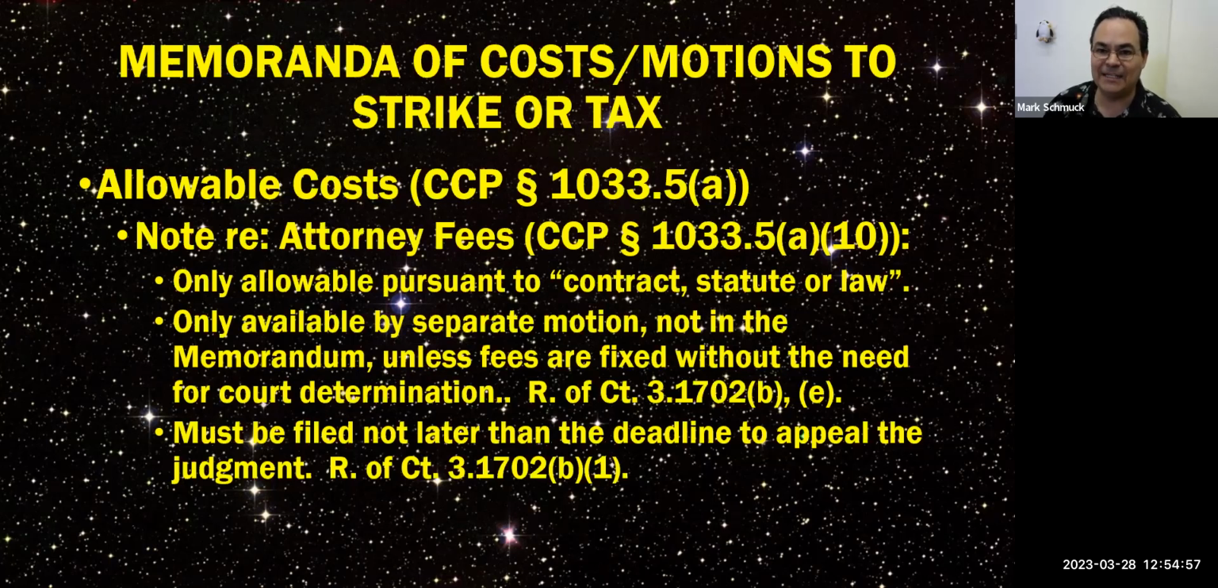Now, the deadline to file that motion is the deadline to appeal the judgment, and that's under CCP 1702(b)(1). Again, it's not something that the court can do pursuant to the memorandum of costs. It needs to be done pursuant to a separate, regularly noticed motion.